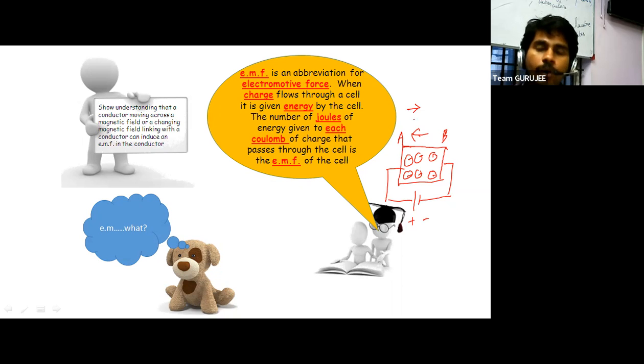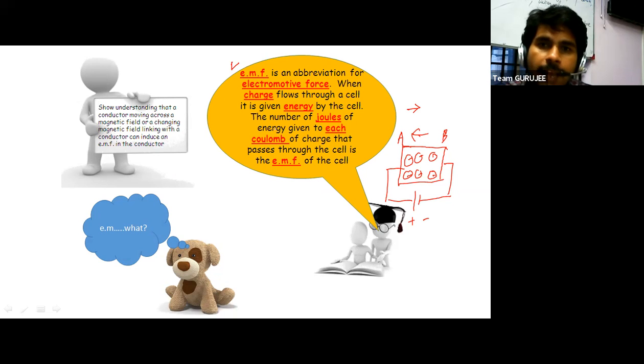So we have to apply some force or energy to move the electrons continuously. To move the electrons continuously, we have to apply some external energy. This external energy is known as EMF. Is it clear? That is the main idea about it.